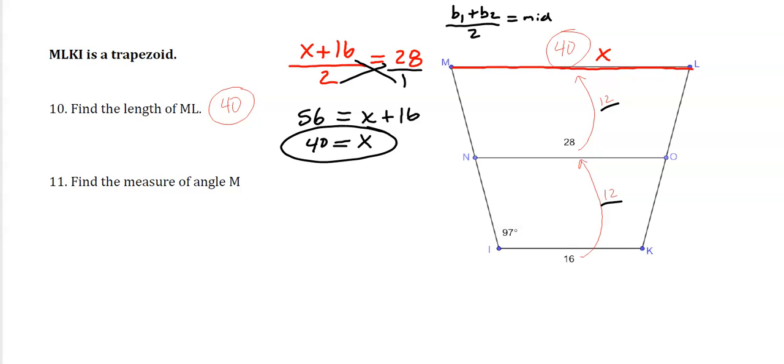Find the measure of angle M. Well, because all of these lines are parallel, we have some corresponding and some consecutive interior angles. So if this is 97, this is 97, which means these two need to make 180 with that. So I believe that's going to be 83 and 83. Boom. Keep on going.